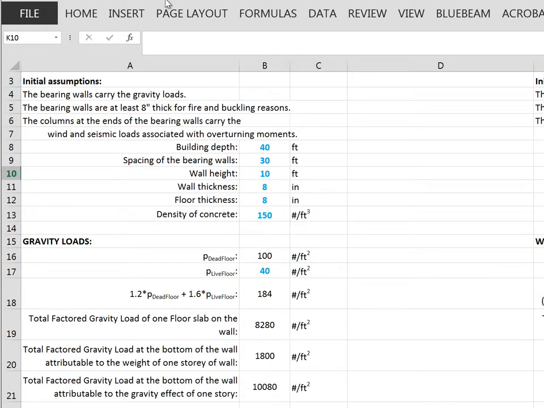So if I jump to our spreadsheet, here we see these numbers repeated that I just showed you in the PowerPoint. And I'm going to click on this cell, and I want you to notice that there's a formula that says B12, which is the floor thickness, divided by 12, that's 12 inches. So in other words, we're converting this to a thickness in feet rather than in inches. And then we multiply it times B13, which is the density. This is the classic formula that the height of a column of material multiplied times the density of that material gives you the pressure at the base.